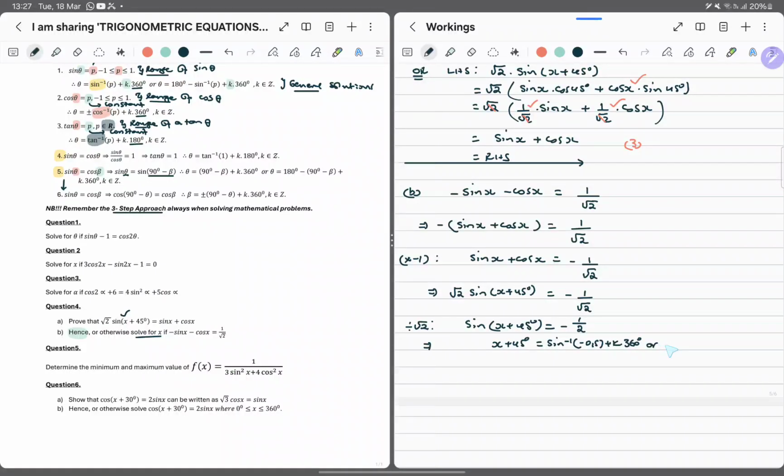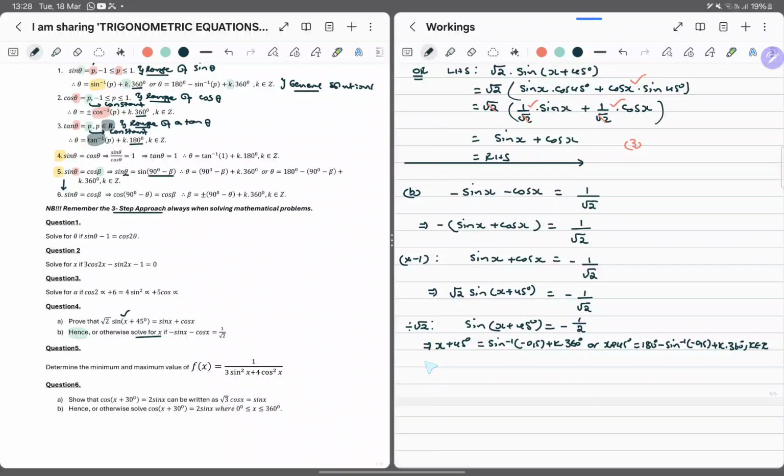So this implies that x plus 45 degrees is going to be the arc sine of minus 0.5 plus k times 360 degrees, or x plus 45 degrees is going to be 180 degrees minus the arc sine of minus 0.5 plus k times 360 degrees, where k is an element of integers.